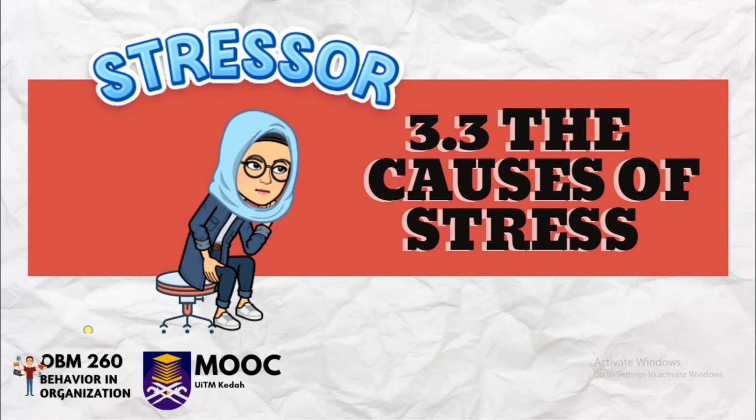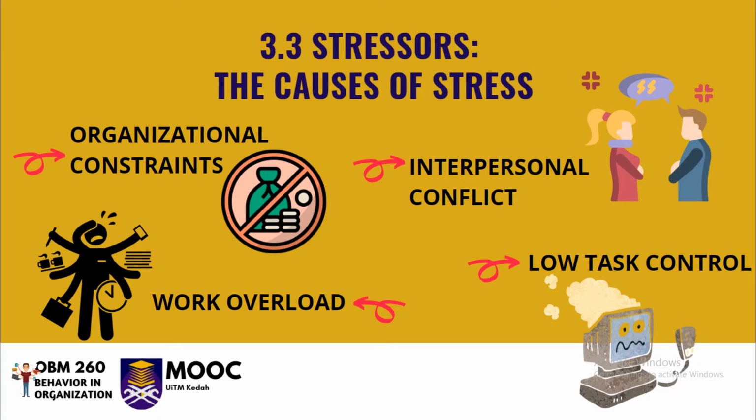We have learned about the definitions of stress in 3.1 and consequences of this stress in 3.2. Next, I will discuss the subtopic 3.3, stressor, the causes of stress. There are factors within workplace that have been shown to influence feelings of stress in the workplace. Some examples include organizational constraints, interpersonal conflict, work overload, and low task control. I will explain in details each one of these causes in the next slide.